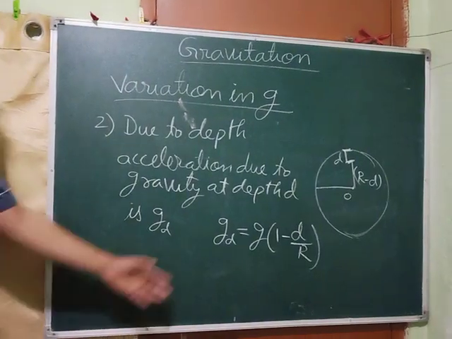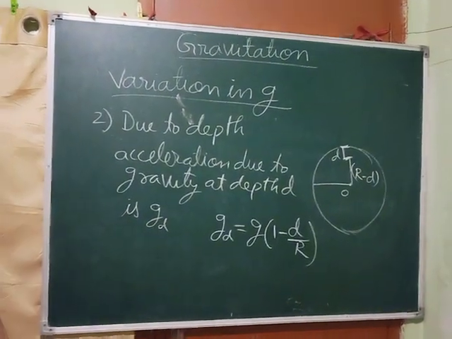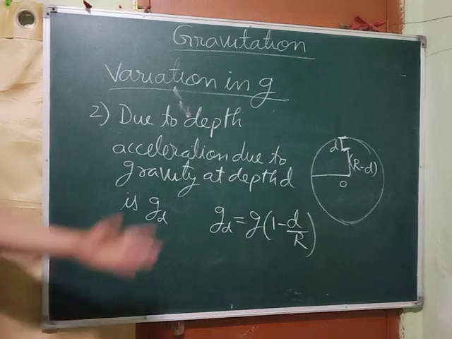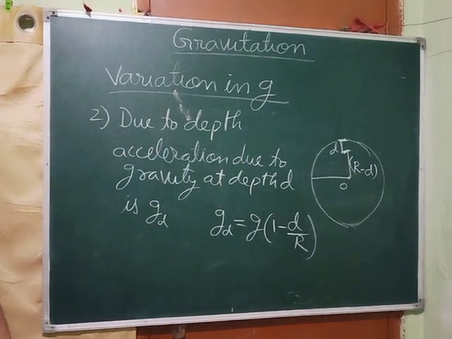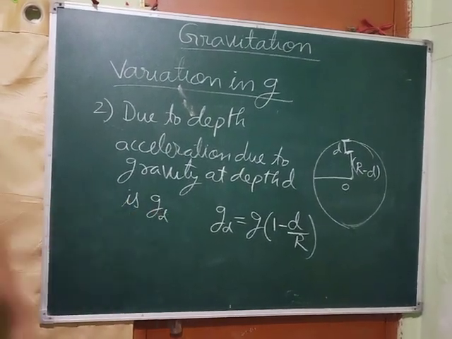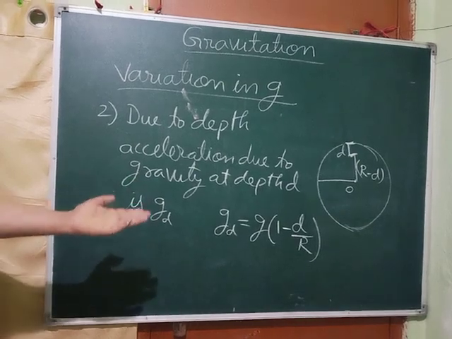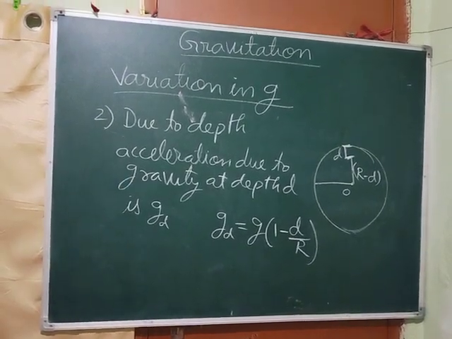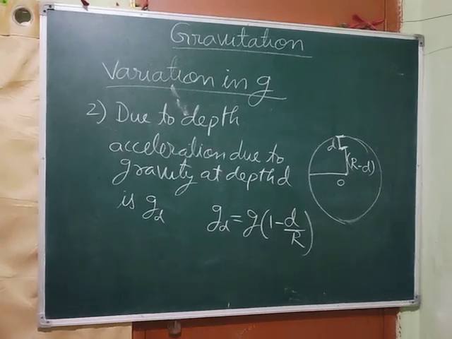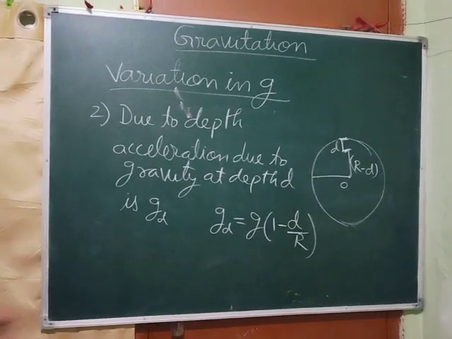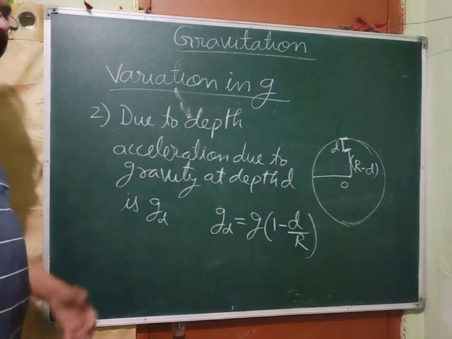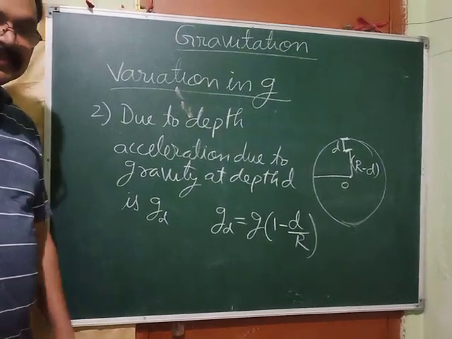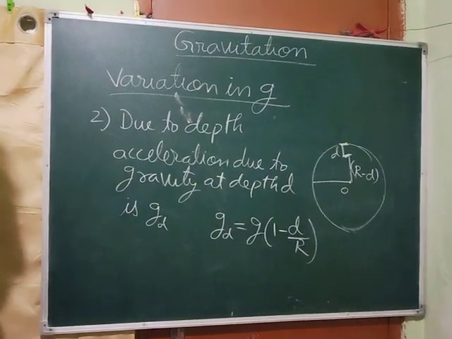Okay, so write this expression, and draw the diagram also. Done. Then after this you will write: this expression indicates that the acceleration due to gravity decreases as we go deep inside the earth. Full stop.